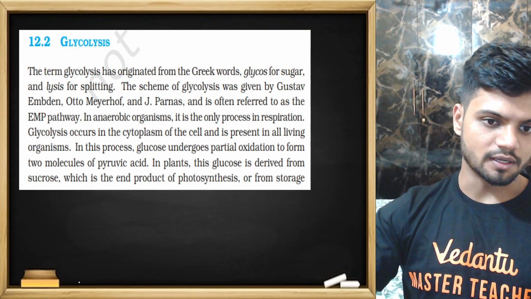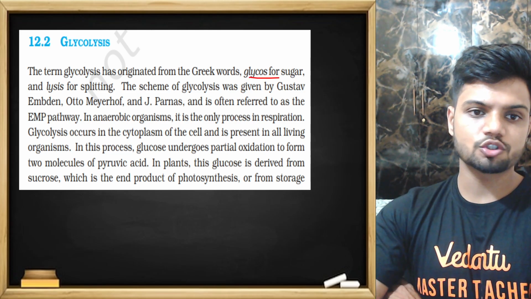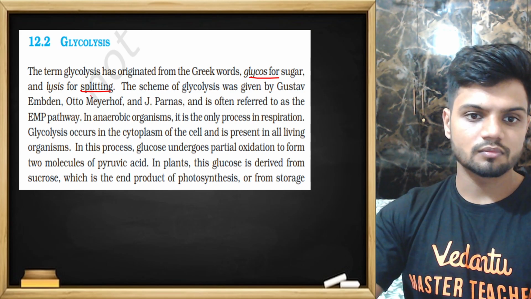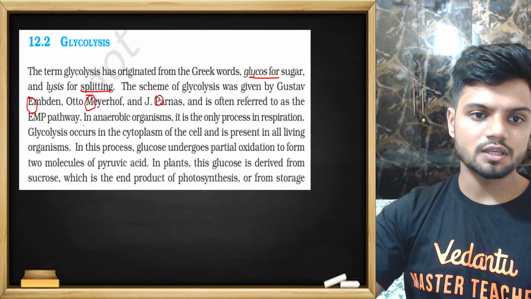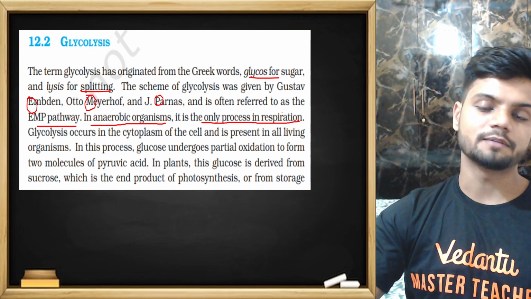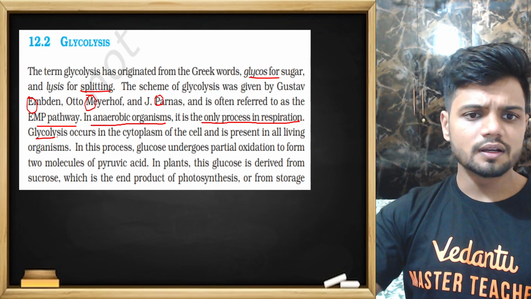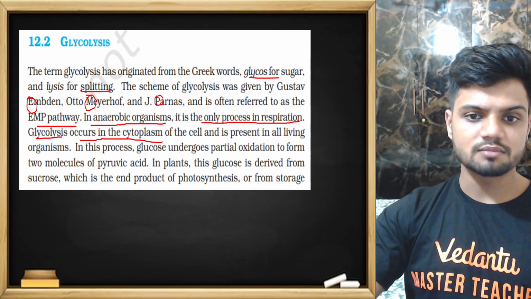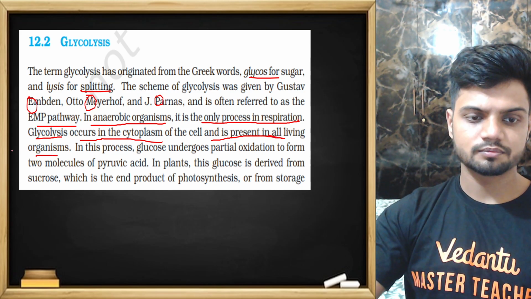Let's read NCERT now. The term glycolysis originated from Greek words, glyco meaning sugar and lysis meaning splitting. The scheme was given by 3 scientists, Gustav Embden, Otto Meyerhof, and J. Parnas, often referred to as the EMP pathway. In anaerobic organisms, it is the only process of respiration. Very important line. Glycolysis occurs in cytoplasm, the location, and is present in all living organisms, no exception.